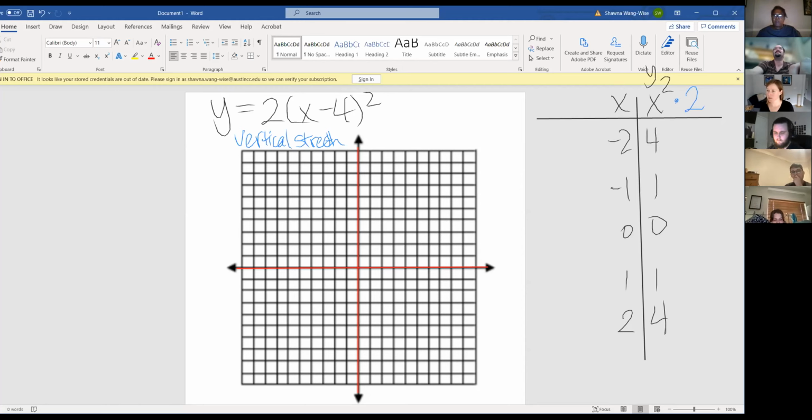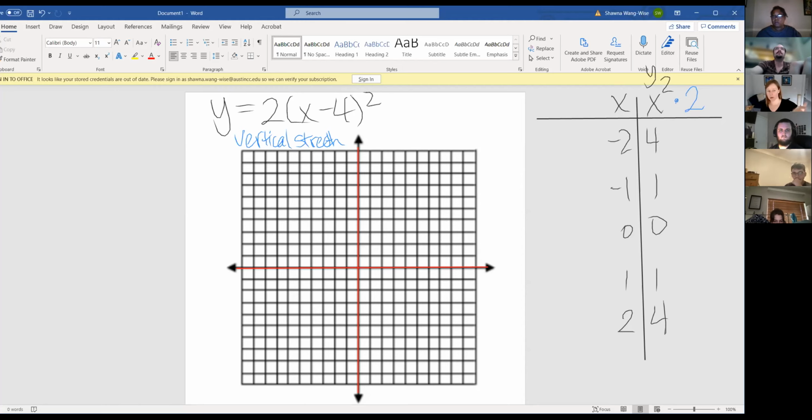So how come it wasn't 2x squared instead of x squared? Because the parent function has no extra numbers at all. It's either y equals x squared, y equals x, y equals square root of x, or y equals absolute value of x. There are no extra numbers in it. It's just those parent function options. Okay, so how did you get the 2?